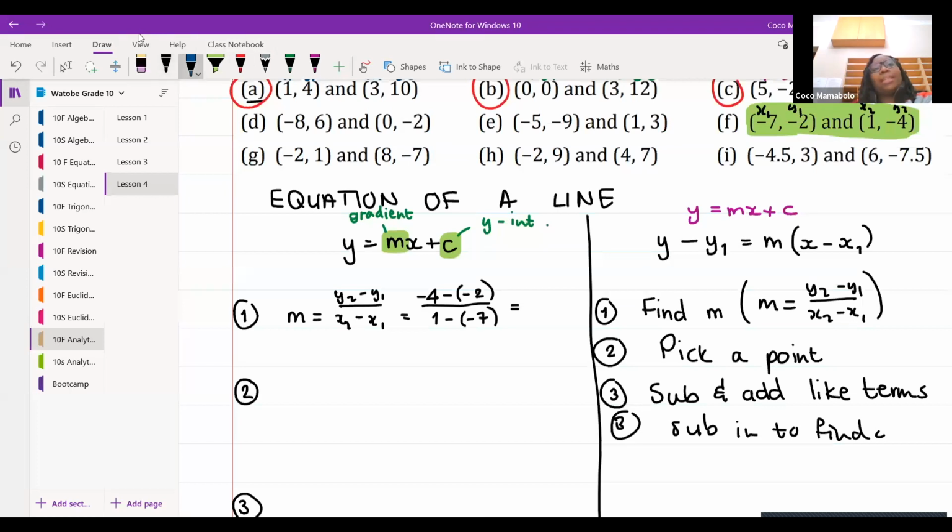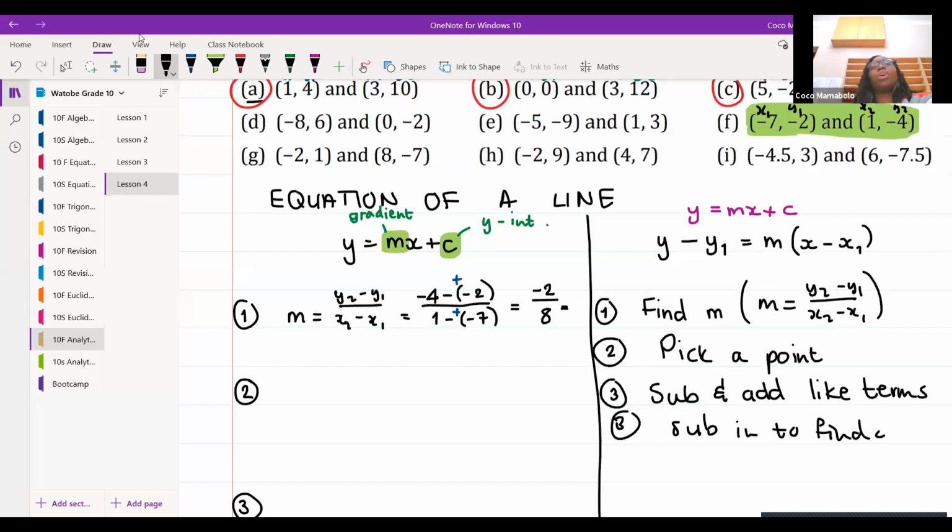-4 minus minus will give us plus, yes? And then at the bottom we'll have pluses. What is -4 plus 2? -4 plus 2 is -2. Good. -2 over 1 plus 7. 1 plus 7 is... it's not a trick question. 1 plus 7 is 8. Good.